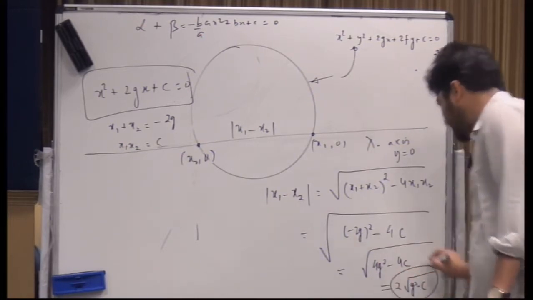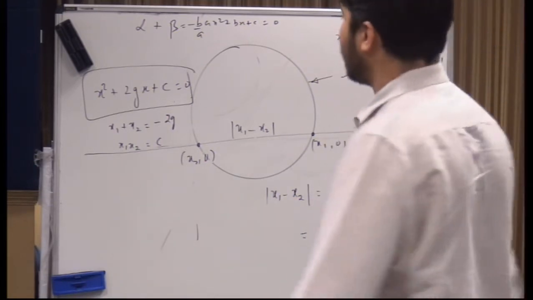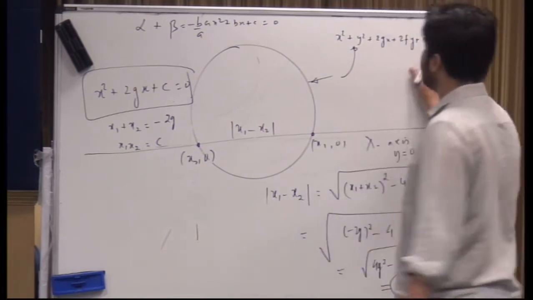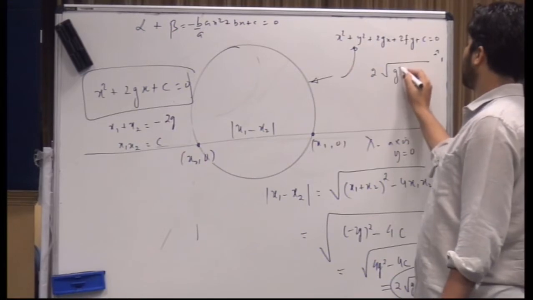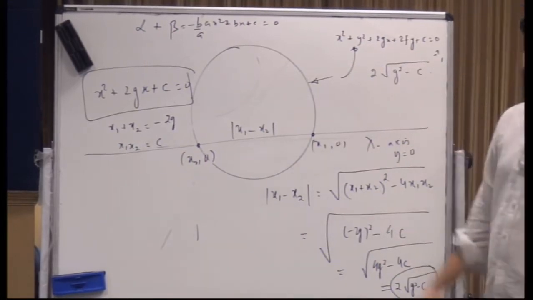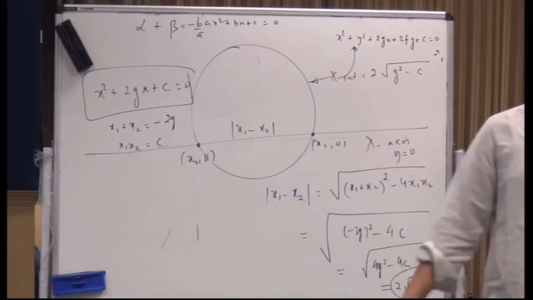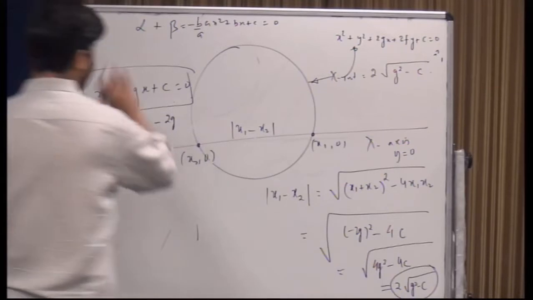So this is the x-intercept. So if anybody asks you what is the x-intercept of any circle x square plus y square plus 2gx plus 2fy plus c, then the length of the x-intercept is going to be twice of under root g square minus c. This is the length of the x-intercept, right? Okay. Should I rub it?